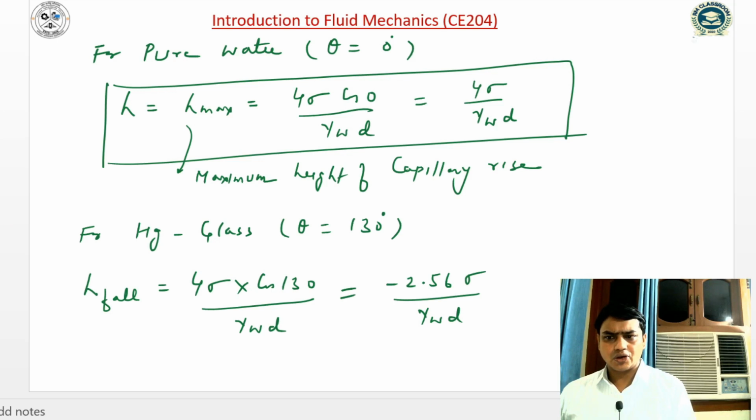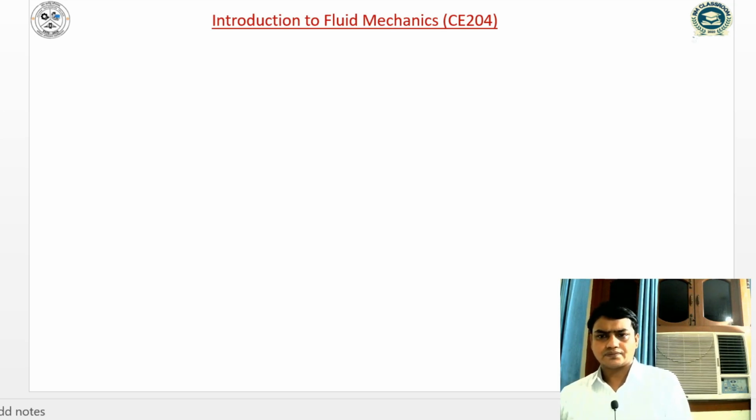Similarly, in case of kerosene and oil, the value of theta is 26 degrees, so cos theta will be positive. In case of water, if the diameter of the capillary tube is greater than 2 centimeter, the capillary effect is approximately negligible. So here I have derived the expression of capillary rise and capillary fall.